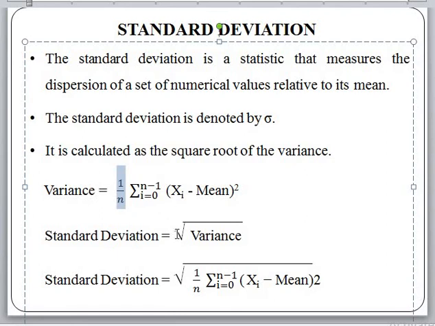Standard deviation is nothing but the square root of the variance. Standard deviation equals the square root of variance, which means the square root of 1 by n into the summation of i equal to 0 to n minus 1 of the terms (xi minus mean) whole square.